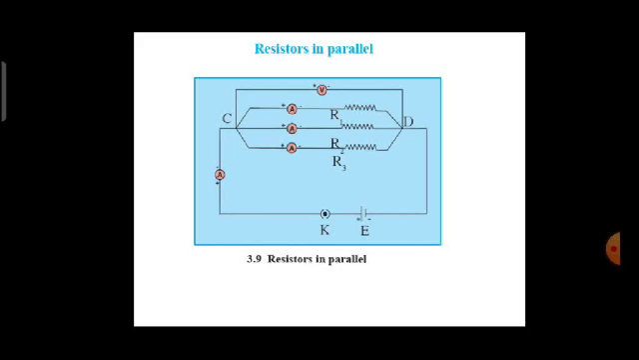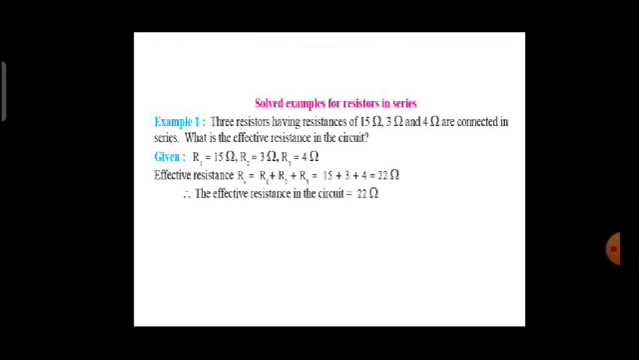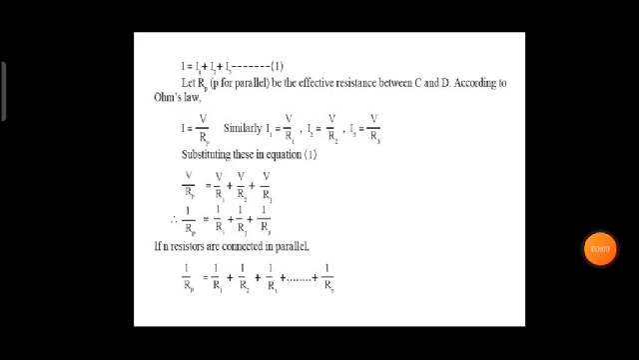So here potential difference is V between C and D. Okay, and let I1, I2 and I3 be the current flowing through the resistors R1, R2 and R3 respectively. So the total current flowing through the circuit is I1 plus I2 plus I3, and here Rp will stand for effective resistance for parallel resistor. So I is equal to V divided by Rp, and I1 is V divided by R1, I2 is V upon R2 and I3 is V upon R3.